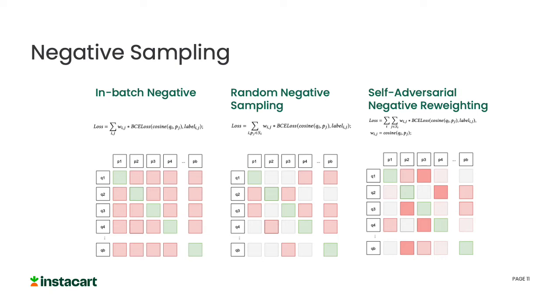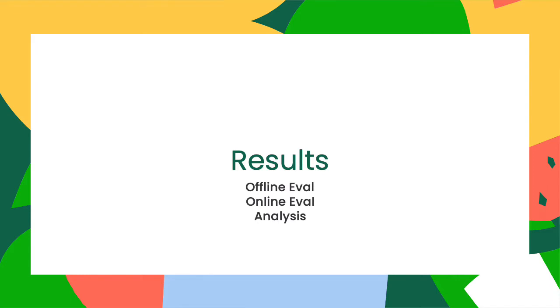We propose a self-adversarial learning method. We adjust the loss term weights for individual negative samples according to their scores in the current training step. This way, the model will be punished more when it predicts high scores for negative query product pairs, resulting in more efficient training. Now, let's come to the third part, the results.